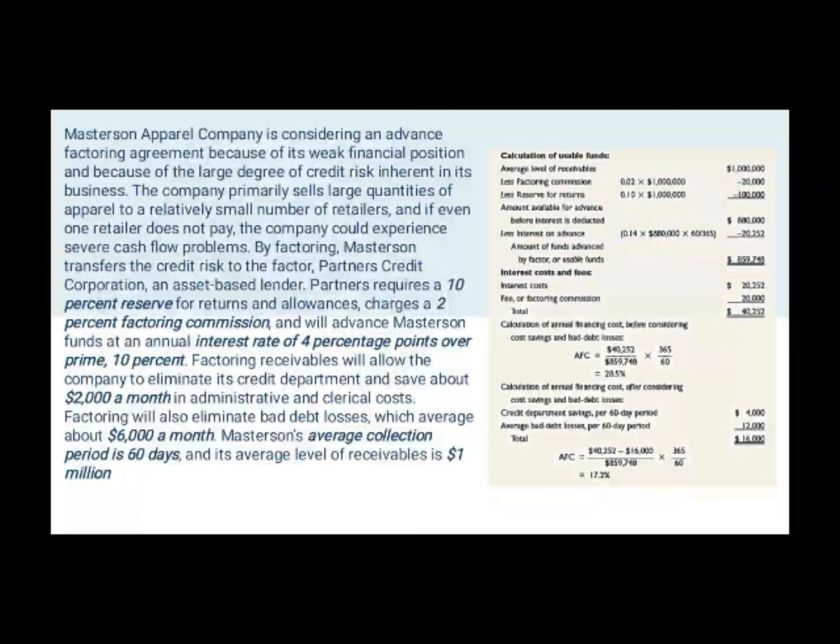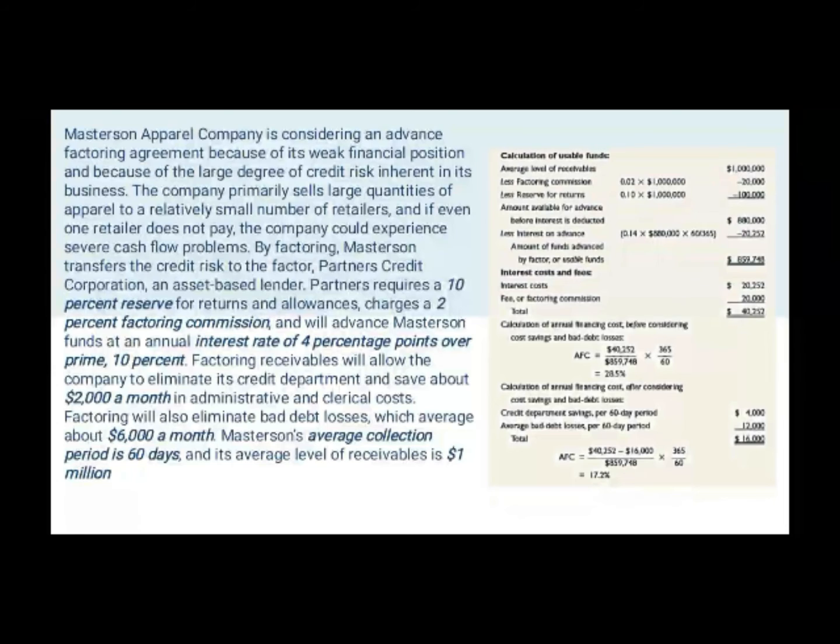Now let's calculate for the interest costs and fees. So we already have the amount for interest cost and the amount for fee or factoring commission, which are found above. So our interest cost is $20,252 and our factoring commission is $20,000. So we'll just add them. Therefore, our interest cost and fees is $40,252. So we can now compute for the annual financing cost, but that is before and after considering the cost savings and bad debt losses.